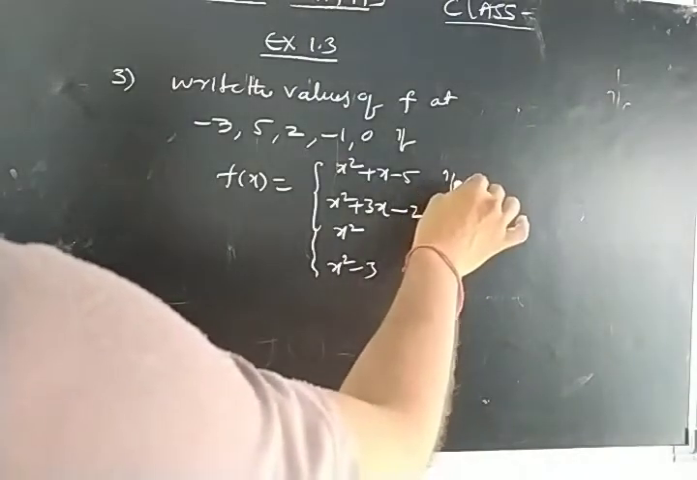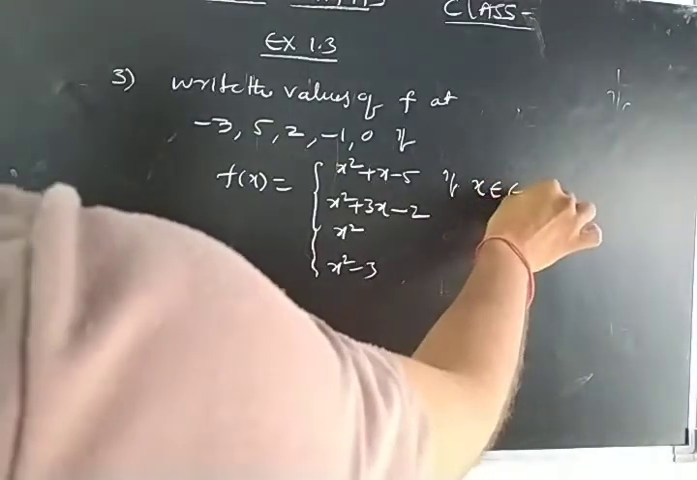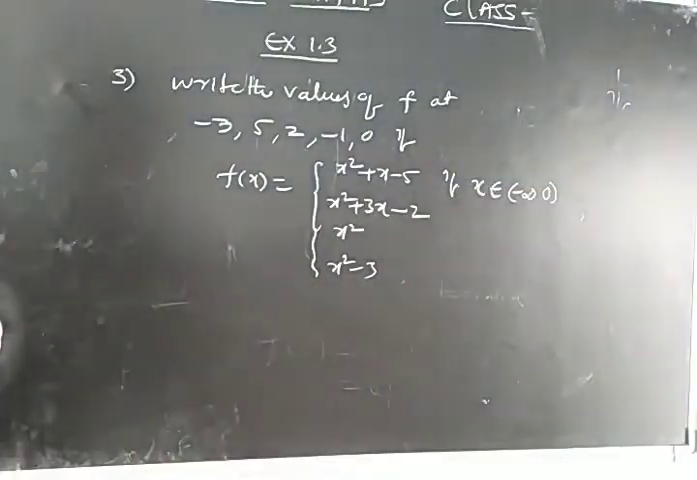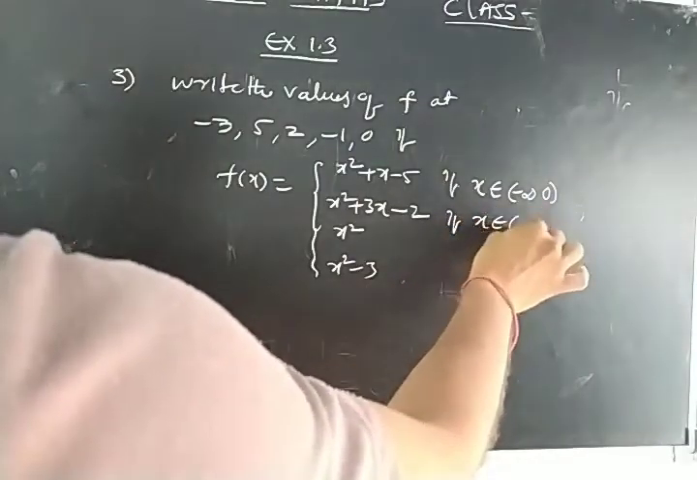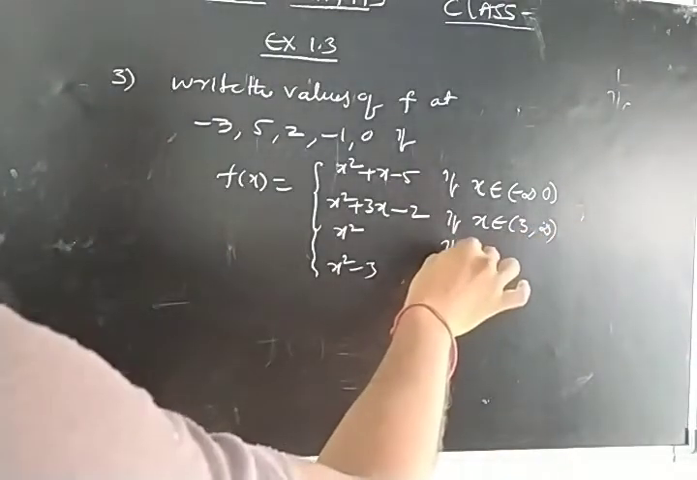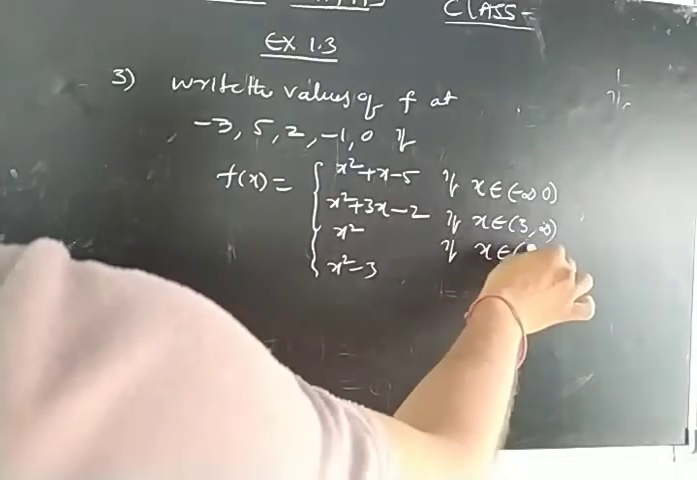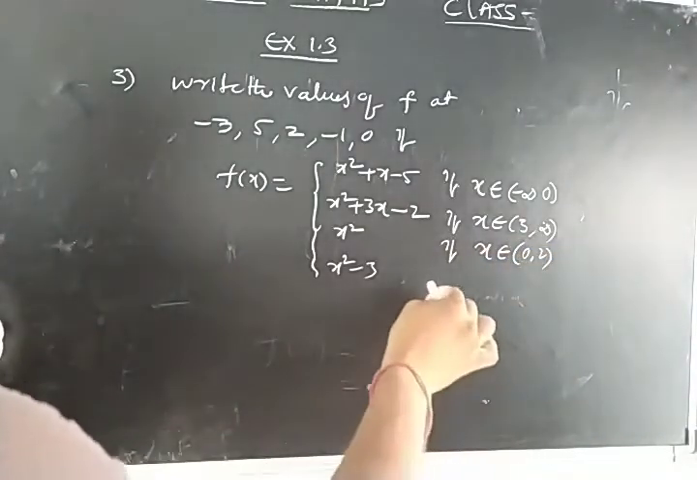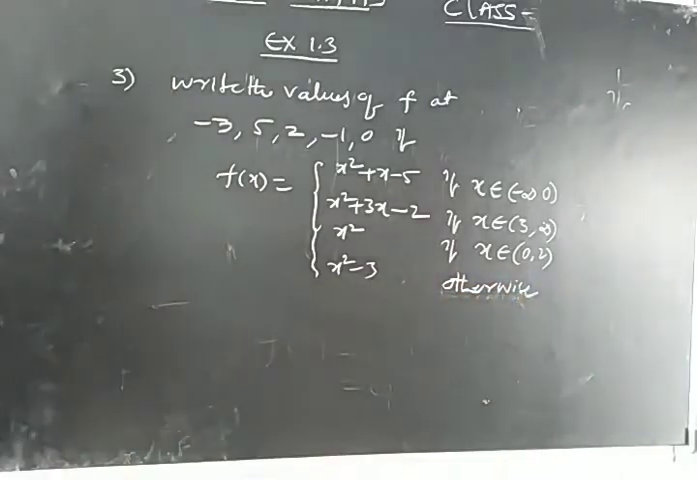Use this definition if x belongs to the open interval minus infinity to 0. And use the second definition if x belongs to 3 to infinity. And use the third definition if x belongs to 0 to 2. Fourth definition in other cases, otherwise. Right? This is the given question. Now I am going to solve this.